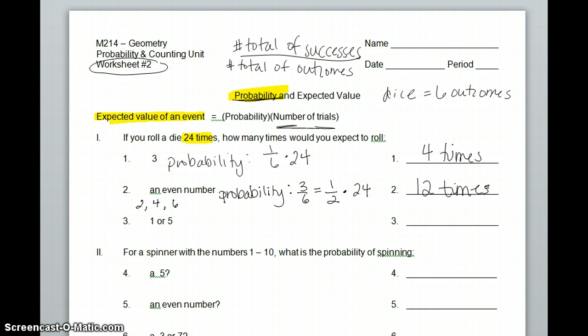All right, let's take a look at numbers 1 and 5. What is the likelihood of a 1 or 5 showing up on a die when you roll it? It says 1 or 5, so the probability is going to be 2 over 6, or in other words, 1/3. Multiply that by 24 and you get 8 times. So once again, the probability is the total number of successes over the total number of outcomes. When you roll a die, there's 6 outcomes. If you want to roll a 1 or 5, that's 2 successes. So 2 out of 6, reduce it to 1/3, times the number of trials, 24.